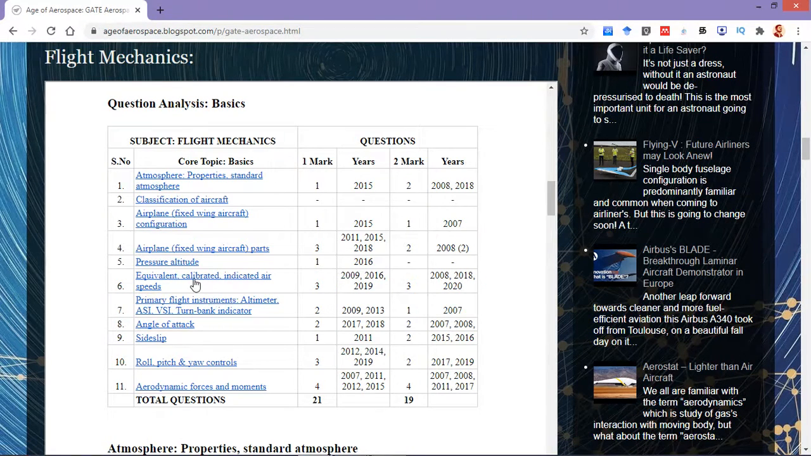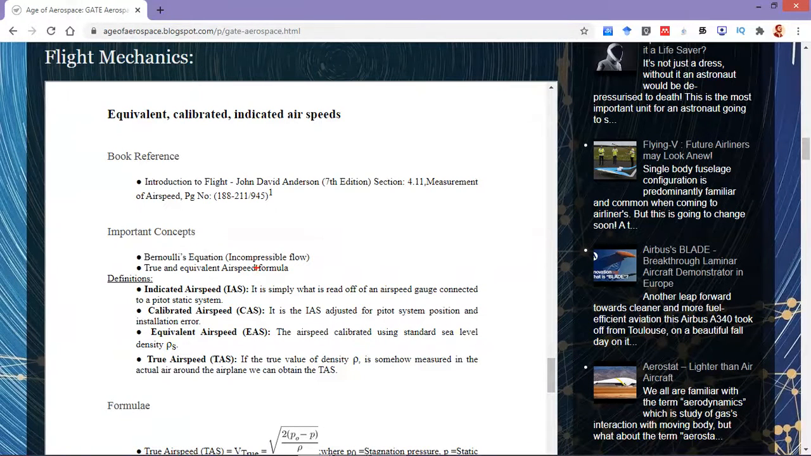Now, switching over to the book reference. For getting deep knowledge about this particular topic, you can go through Introduction to Flight by J.D. Anderson. The particular section which deals with this is Measurements of Airspeed, section 4.11, and the page numbers are mentioned over here. Regarding the important concepts, you need to know Bernoulli's equation. It's nothing but the momentum equation applied to aerodynamic or aerospace applications. Next, there are three particular airspeeds, or I can say four particular airspeeds, including the true airspeed.